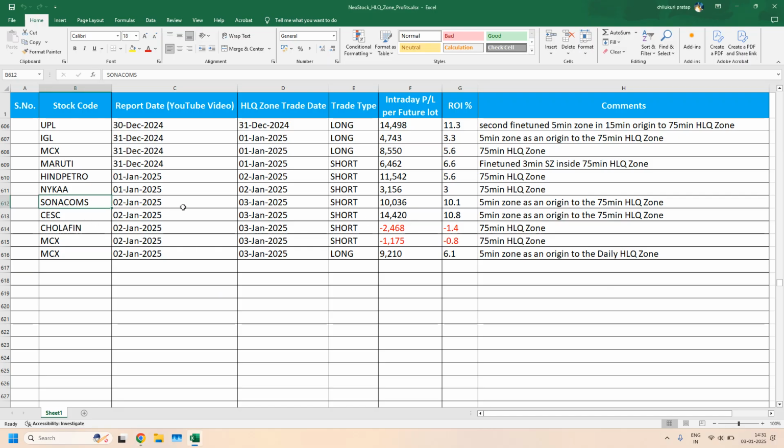Sona Comps, this is nothing but Sona Forgings. It has given 10,036 rupees profit, which is a 10.1% ROI. Excellent profit.